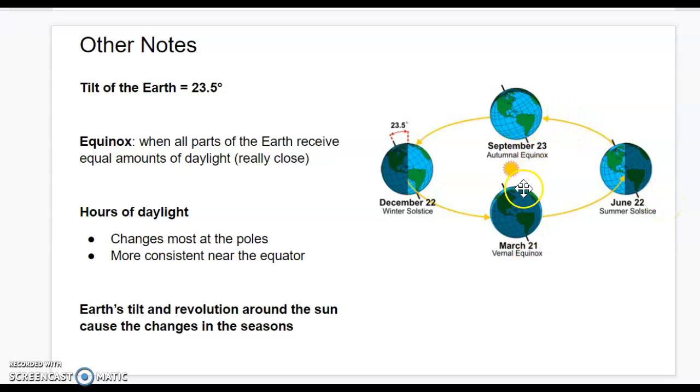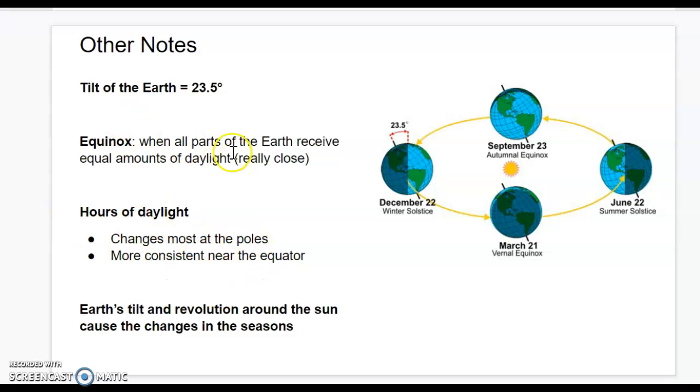But when we're here in the kind of middle, or when we get to September and March, it's neither tilted towards nor away from the sun. These are places where we call them equinoxes. It's when really all the parts of the Earth receive equal amounts of daylight, or really close to equal amounts of daylight. And so those areas, they're equinoxes. The hours of daylight do change. It's mostly at the poles. You need to know that.